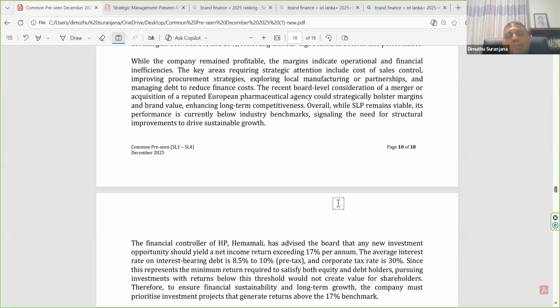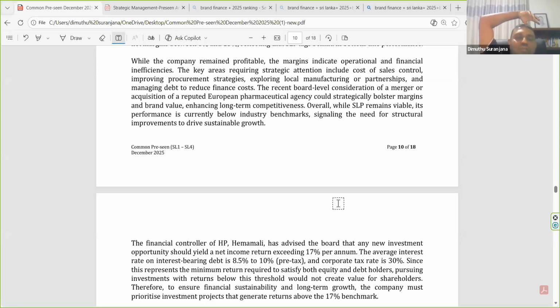Sales. So you have to improve procurement. So you have to connect with local partners. You have to manage them to reduce finance costs. At board level, for example, you can convert that one to equity, no? So you can go for a rights issue and get capital, and then you can pay off these loans. Then the finance cost will be reduced.